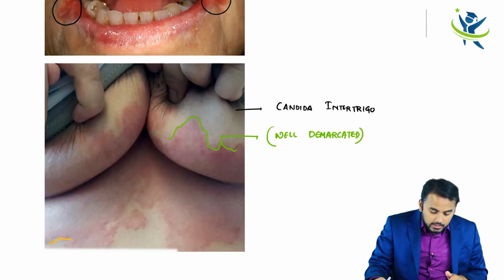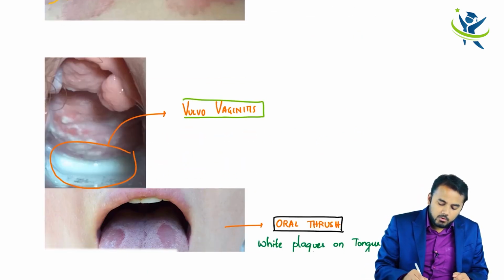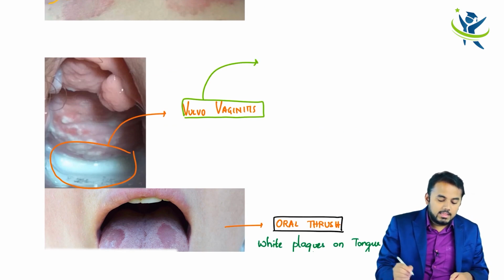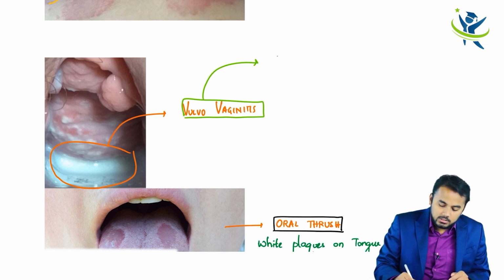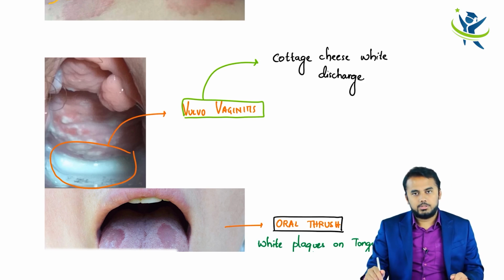Next, when you look at the vulvovaginitis part, I told you thick curd-like discharge, right? But what do the books say? In the books, what they are telling you is that it is a cottage cheese white discharge. Cottage cheese white discharge, right?